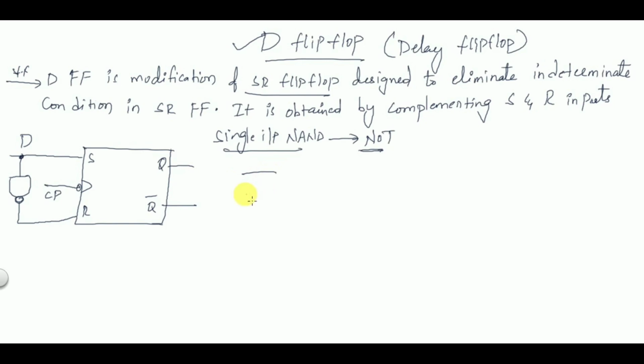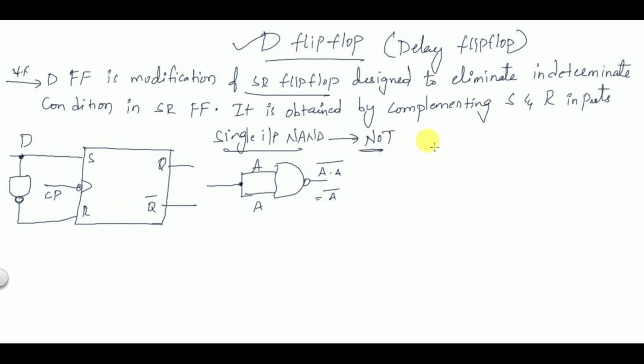Because when you give a single input to a NAND gate, you are tying the same input. So if you have given A, this will be A into A whole bar. A into A is again A, so it becomes A bar. So a single input NAND gate will act as a NOT gate. So S and R inputs are complement to each other.